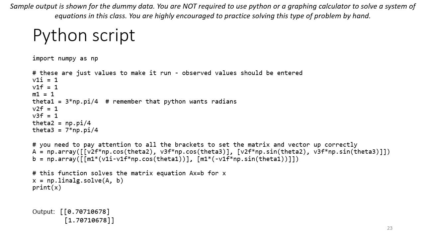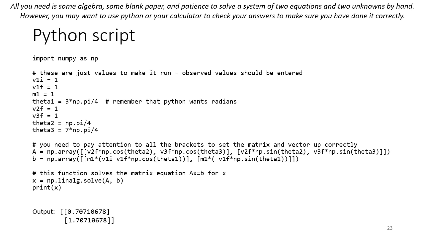You are not required to use Python or a graphing calculator to solve a system of equations in this class. You are highly encouraged to practice solving this type of problem by hand. All you need is some algebra, some blank paper, and patience to solve a system of 2 equations and 2 unknowns by hand. However, you may want to use Python or your calculator to check your answers to make sure you have done it correctly.